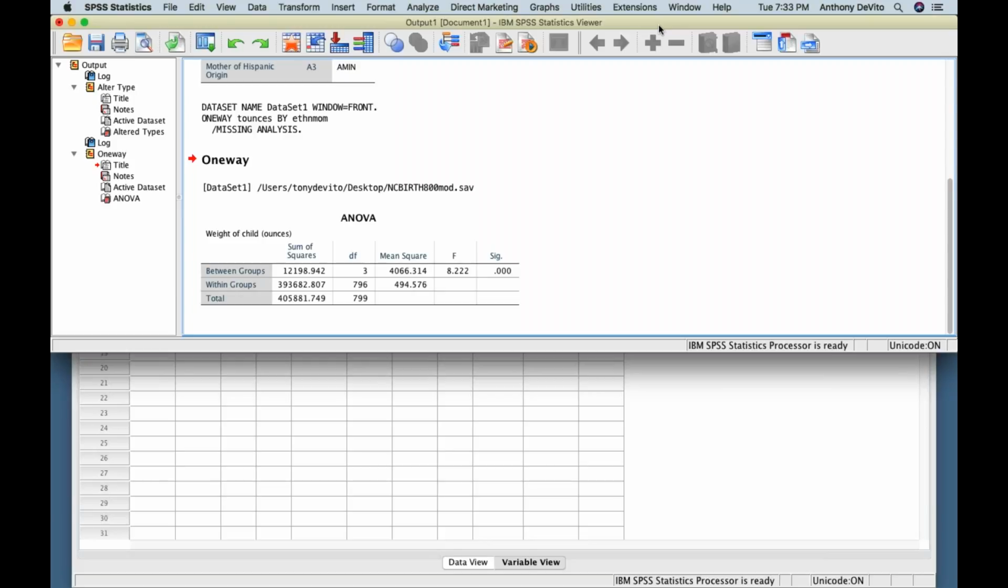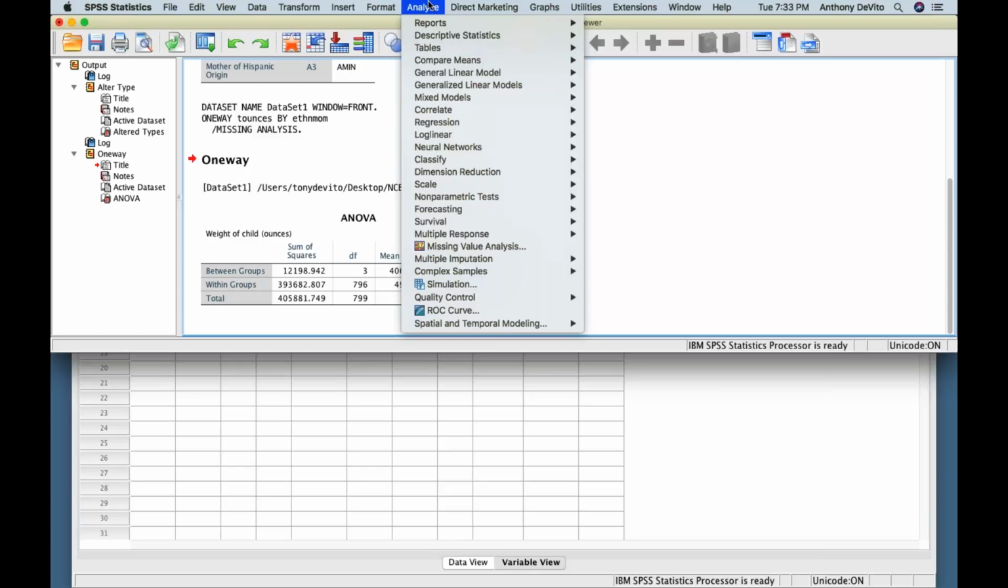The F score here is 8.222, right? Let's see what we have here. That's the sum of squares between the groups, divided by 3 degrees of freedom, 4,000. That's our sum of squares within the group, divided by 796, 494. Divide this into this, and it comes out to be 8.2. That apparently is big enough for us to reject our null hypothesis and say there's a difference in the mean for at least 2 of these groups, right? So let's see which ones they are.